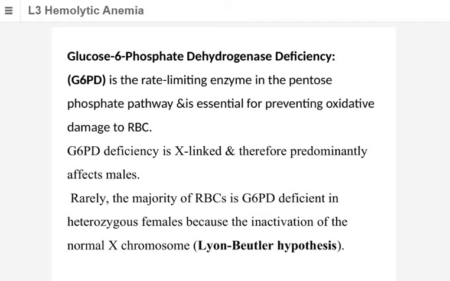G6PD deficiency is inherited as X-linked and therefore predominantly affects males. So from the history, we should ask about their aunts, sons and daughters, because it's an X-linked disease. Rarely is the majority of the RBC deficient in this enzyme in a heterozygous female.